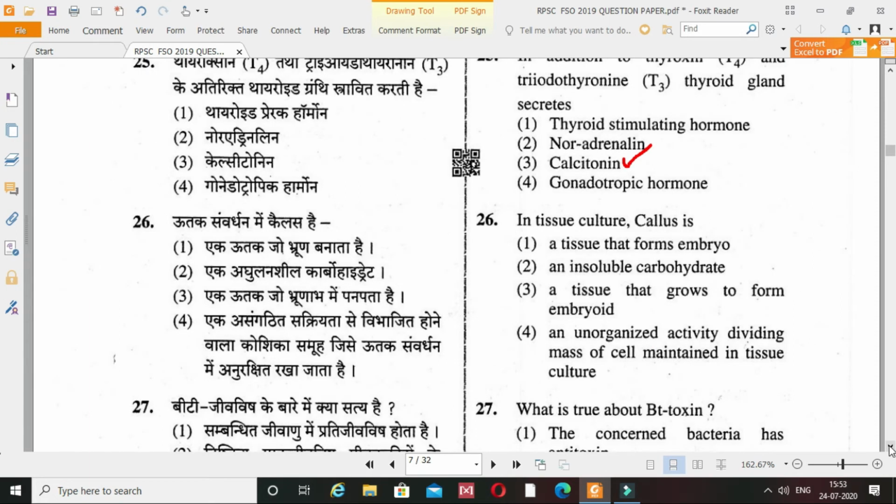Next question 26. In tissue culture, callus is: 1. A tissue that forms embryo, 2. An insoluble carbohydrate, 3. A tissue that grows to form embryoid, 4. An unorganized actively dividing mass of cells maintained in tissue culture. Which is the answer? Here the answer is 4. An unorganized actively dividing mass of cells maintained in tissue culture.